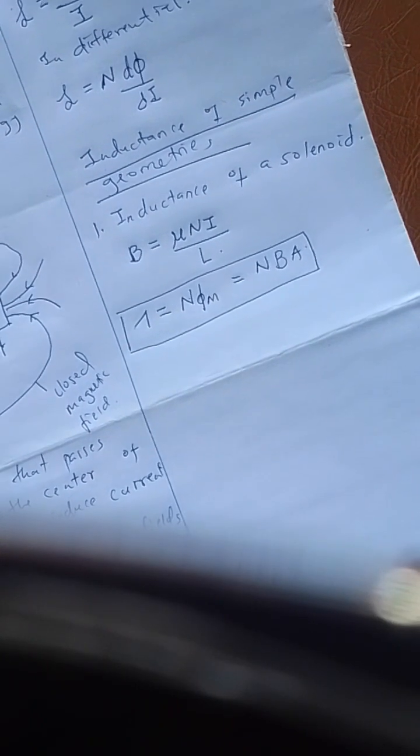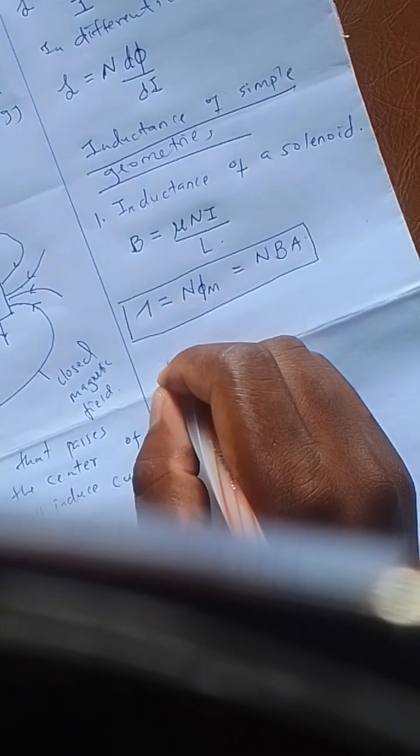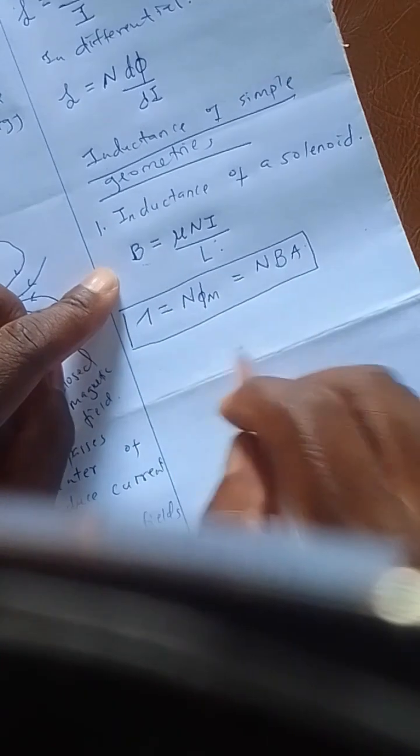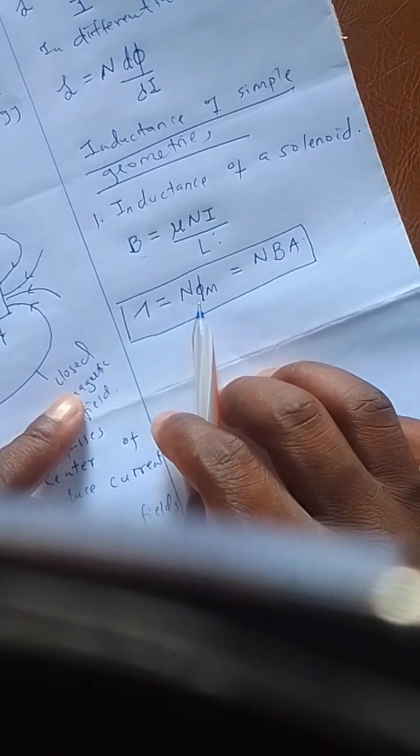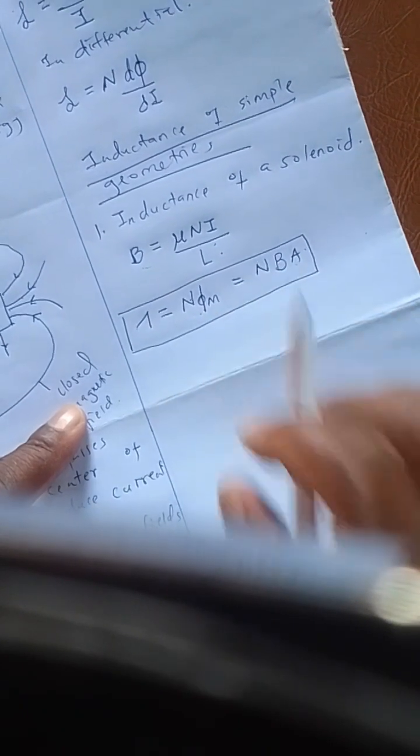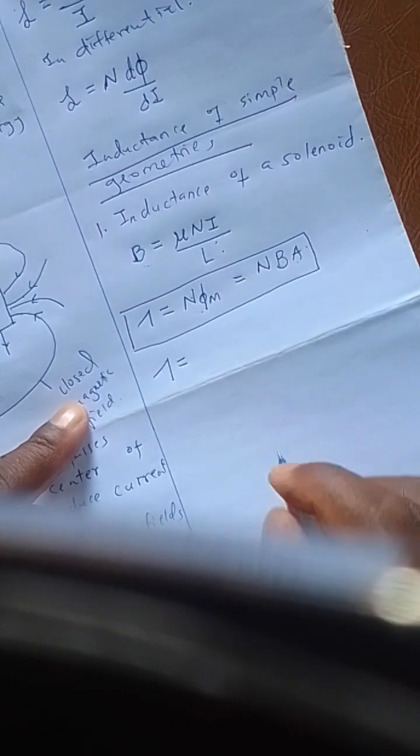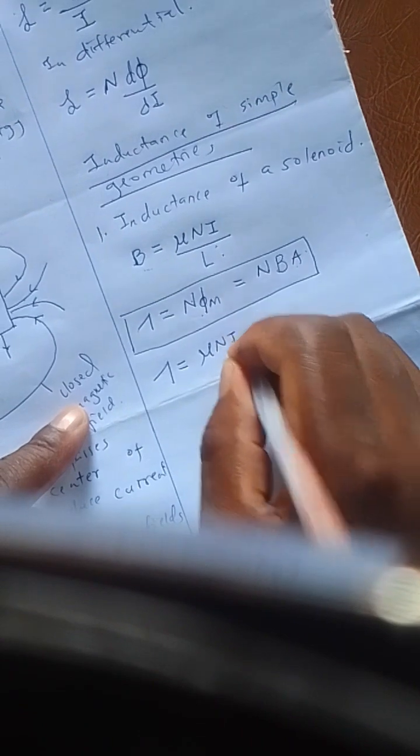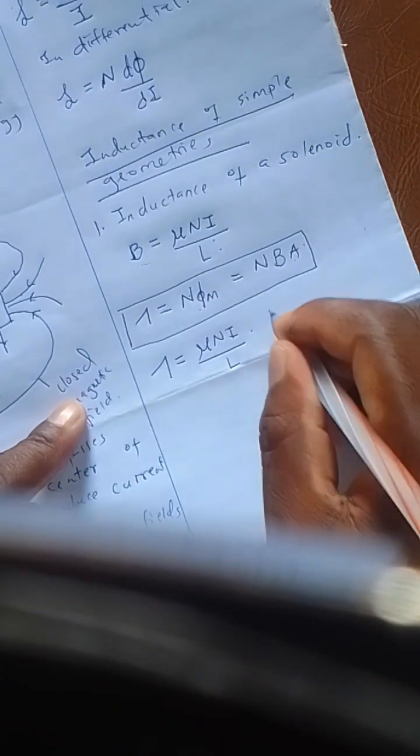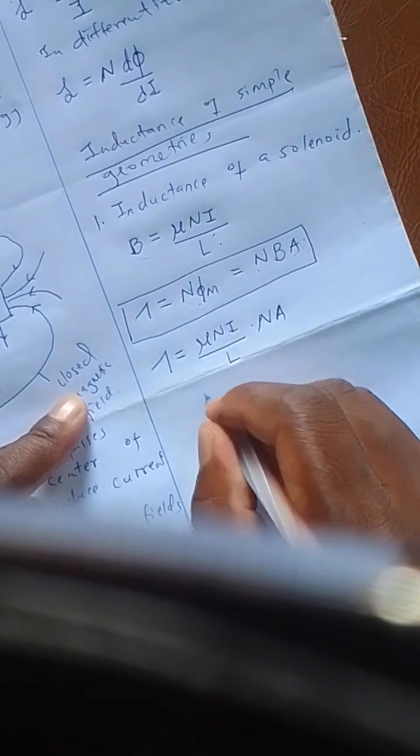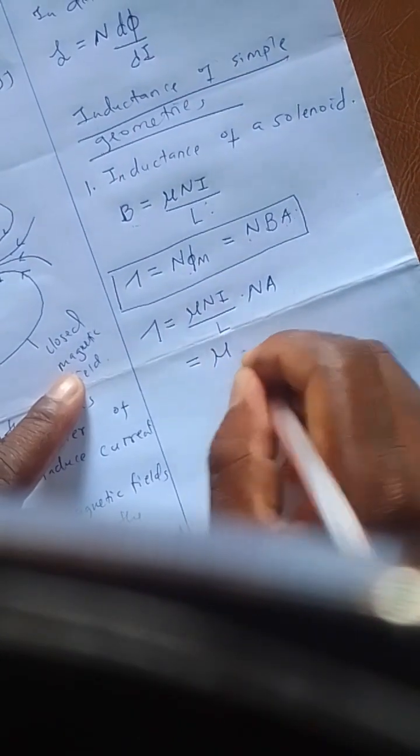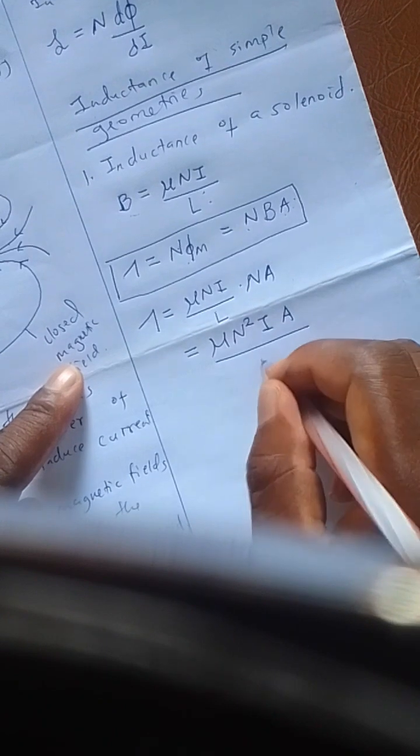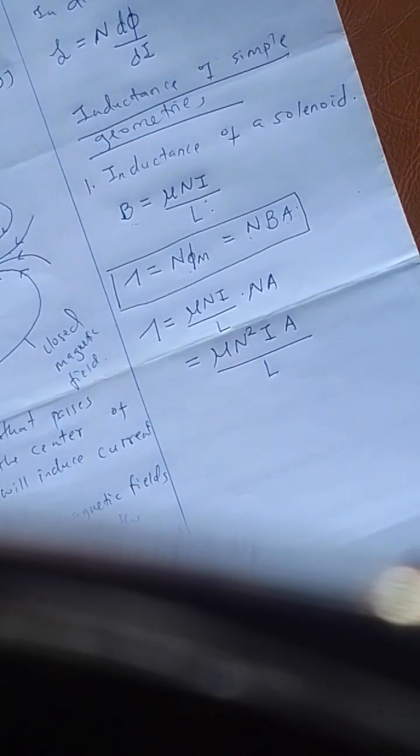Now, having said that the value for B is this one, we want to insert B in here or here because the two are equal. So I'm going to say the magnetic flux linkage will be equal to this value for B times NA. This is NA, and we are going to get mu N squared I, which is current, times the area over length, the length of the solenoid.